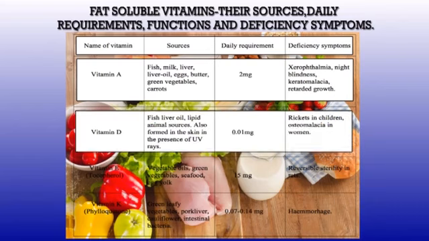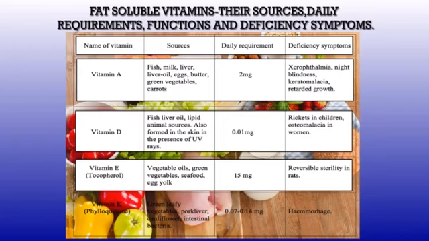Next vitamin is vitamin D. The important sources are fish, liver oil, lipid animal sources, also formed in the skin in the presence of UV rays. Daily requirement is 0.01 mg. Its deficiency causes rickets in children, osteomalacia in women.